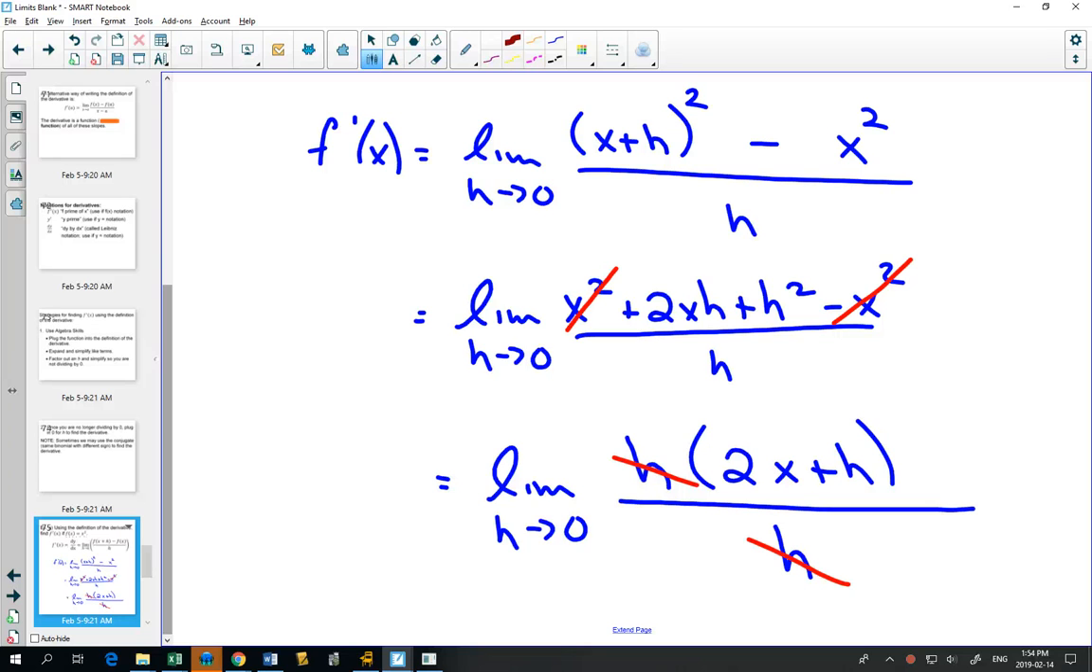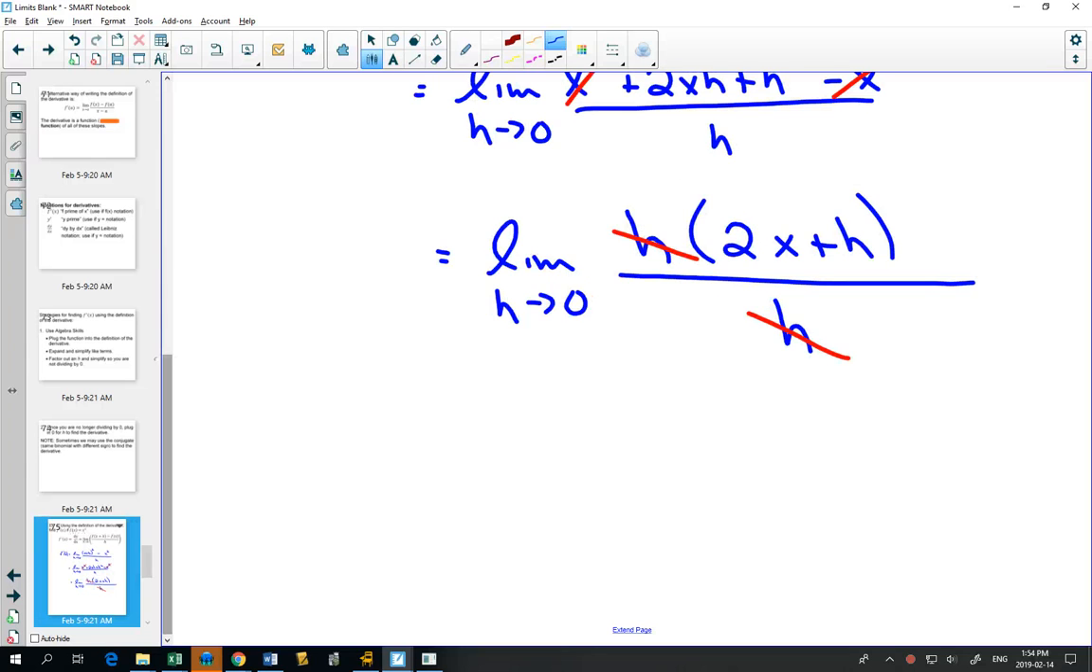Once that h is simplified on the bottom, now you can legitimately plug in 0 for h. You're no longer dividing by 0. And if you plug in 0 for h, you just get 2x. So our derivative is equal to 2x.